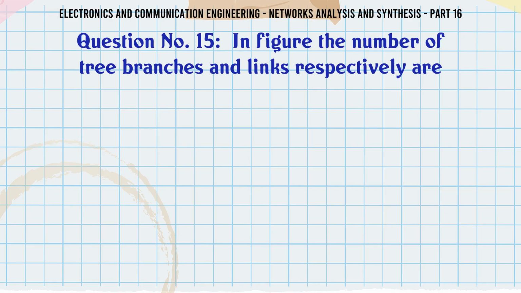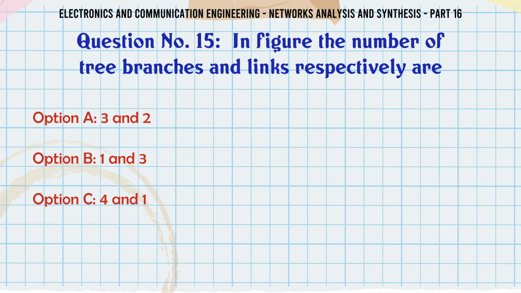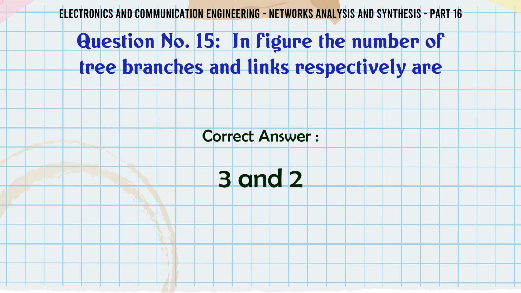In figure, the number of tree branches and links respectively are A 3 and 2, B 1 and 3, C 4 and 1, D 1 and 4. The correct answer is 3 and 2.